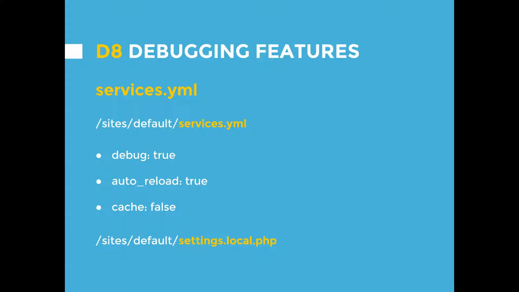Again, this is just on my local, right? So the services.yml file is for anything on your local, you'll have that debug true. I'm just not sure about auto reload true. You have to specifically say that you want that, and for cache false, most of the time you'll end up with the settings.local.php file too on your local system. But none of this stuff is in my theme, right? It's just in my install, in sites default.